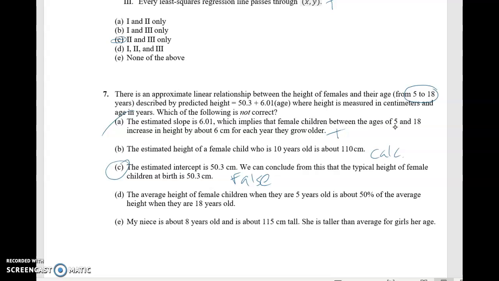Question D says the average height of female children when they are 5 years old is about 50% of the average height when they're 18 years old. So this is a calculation times 2. You just got to calculate them both. Okay. My niece is 8. She's about 115, so we need to calculate this one as well. So we have to calculate 10, 5, 18, and 8. So to do this, we do need a calculator.